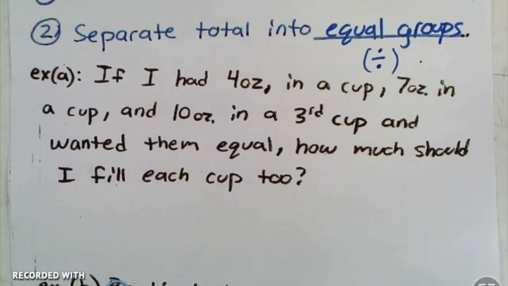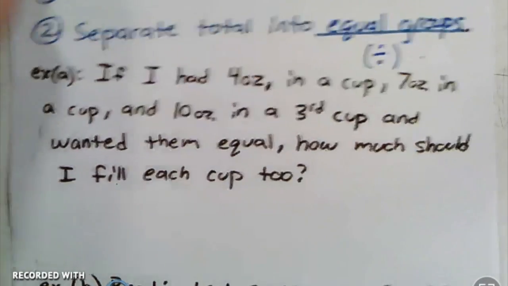If I had 4 ounces in a cup, 7 ounces in a different cup, and 10 ounces in a third cup, and I wanted them equal, how much should I fill each cup up to? So picture you've got 3 cups lined up. They each have a different amount in them, and you want them all equal. Well, first I'm going to add them all up. I'm going to combine to find the total.